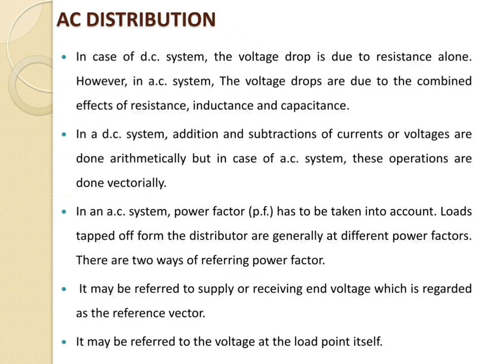and capacitance. Second, in a DC system, addition and subtraction of currents or voltages are done arithmetically, but in an AC system these operations are done vectorially. Third, in an AC system power factor has to be taken into account. Then loads tapped off from the distributor are generally at different power factors.